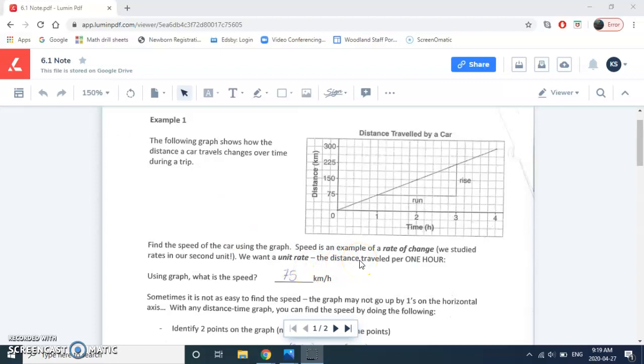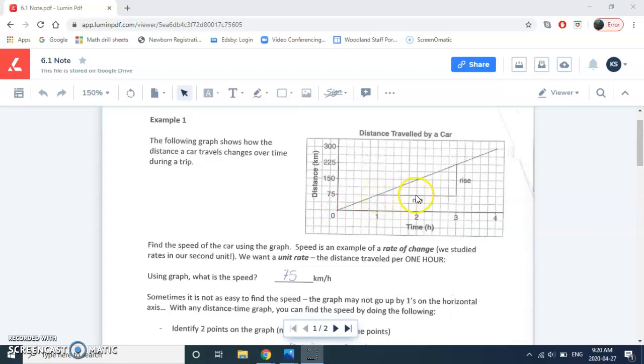Speed is an example of rate of change, which is something that we studied in Unit 2. We want a unit rate, which is the distance traveled per 1 hour. So you guys remember that, per hour. So using the graph, what is the speed? As you can see here, it is 75 kilometers an hour. The way we find that is I go along 1 hour, and then I'm going to go up, and I see that it's at 75.